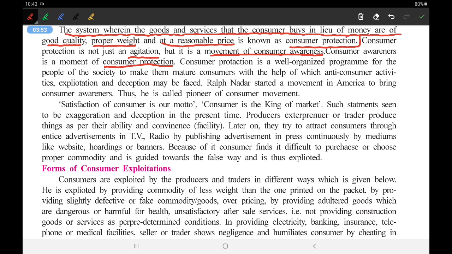Consumer protection is a well organized program for the people of the society to make them mature consumers, with the help of which anti-consumer activities like exploitation and deception, that is cheating, may be faced. So why is it very important? It is important because in this way the consumer can be protected from anti-consumer activities like exploitation and deception.